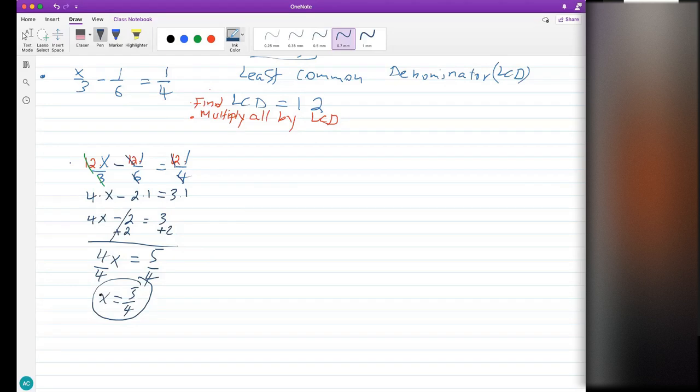Okay, so that's how you deal with multiple fractions at the same time. You want to find the LCD first. That LCD is used to cancel out all the fractions. Let's look at another one.